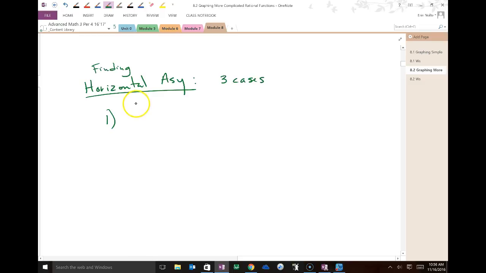So I'm going to make an equation up. The first one would be, let's say we have 2x to the third plus 4x squared minus 8 over 5x to the fourth plus 3x minus 2. So that's a pretty complicated rational function. But what you do is you simply look at the leading term on the top and the bottom. On the top we have 2x cubed, and on the bottom we have 5x to the fourth. All you're going to do is analyze the exponents. So, is it bigger on the top or bigger on the bottom? Bottom.